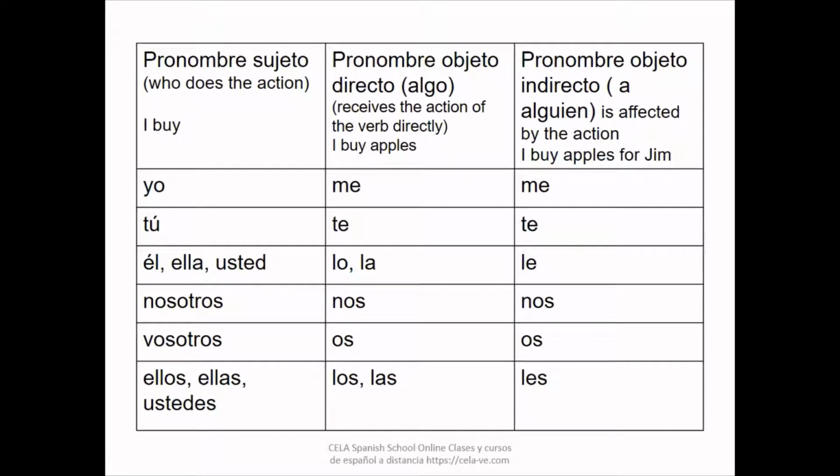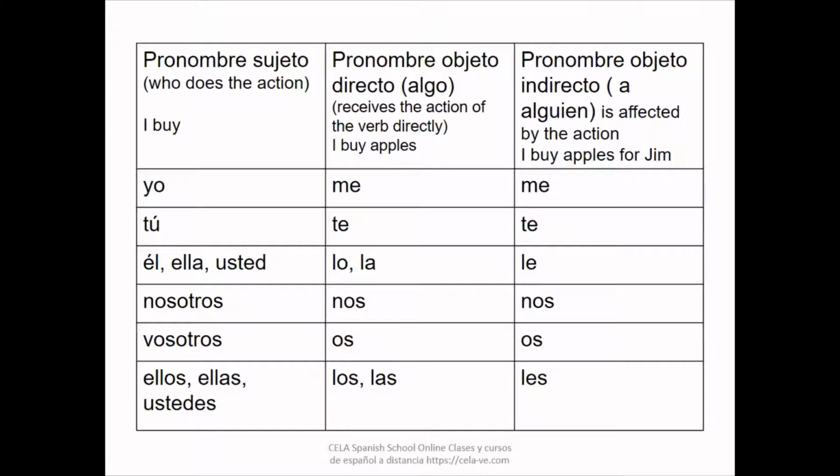In this table, we have the subject pronouns, the direct object pronouns, and the indirect object pronouns. The subject is the person or thing that does the action. For example, I buy. Who buys? I.